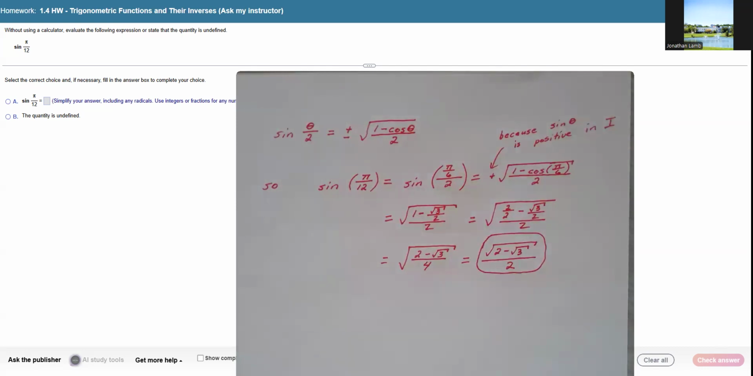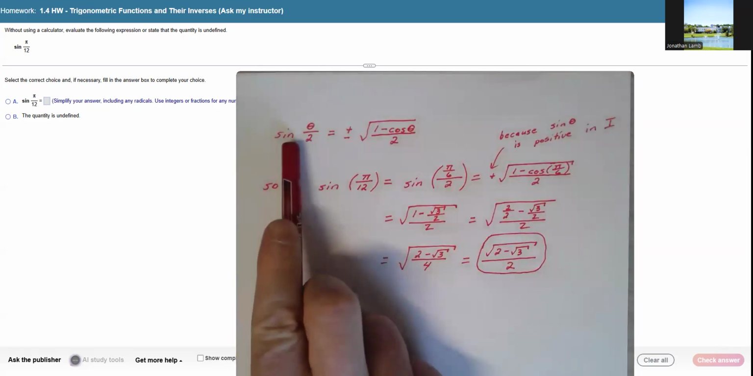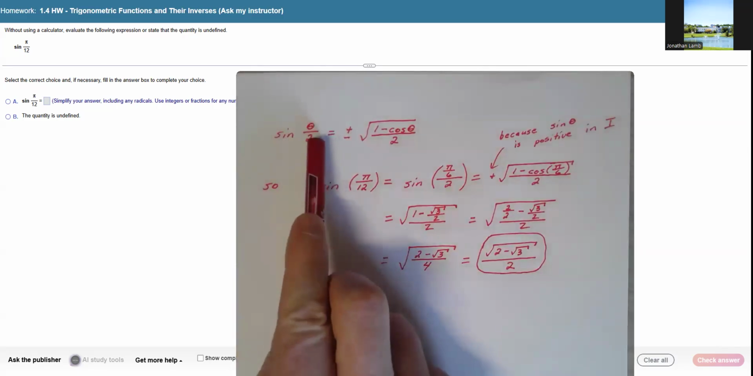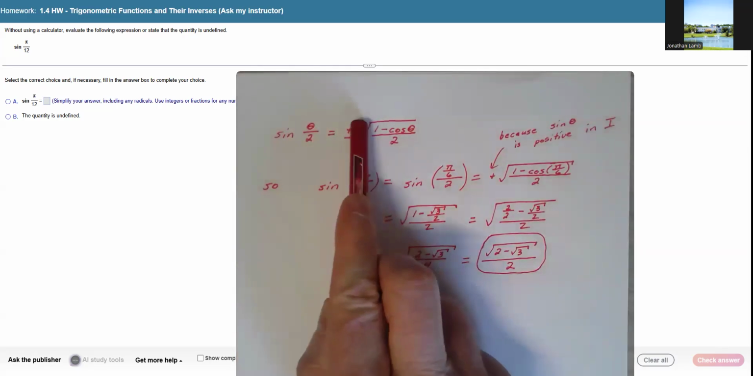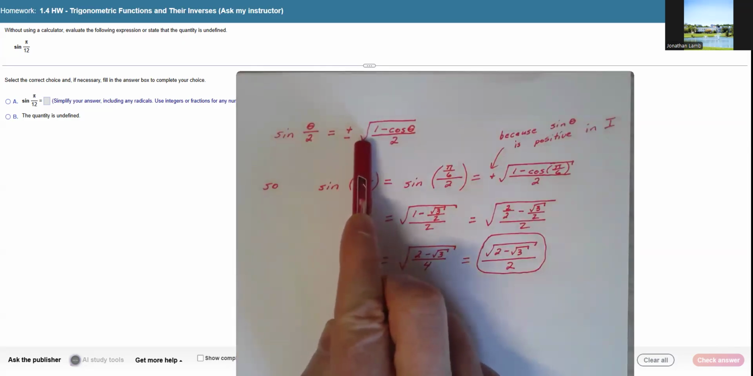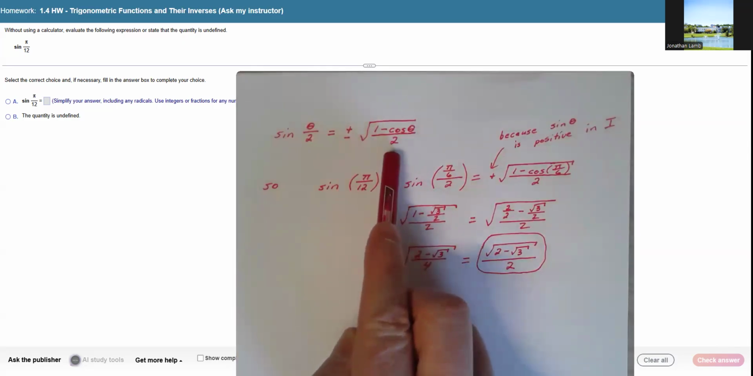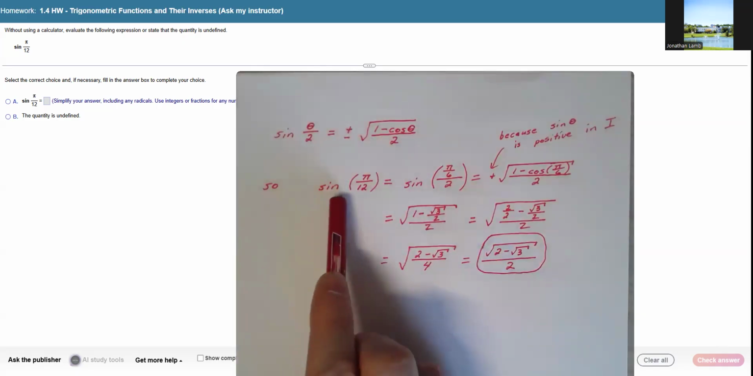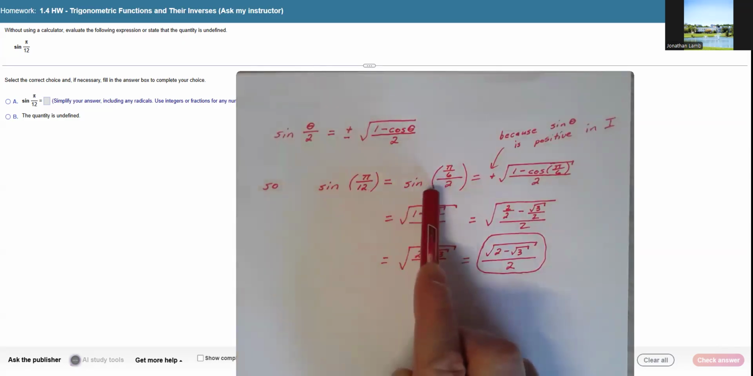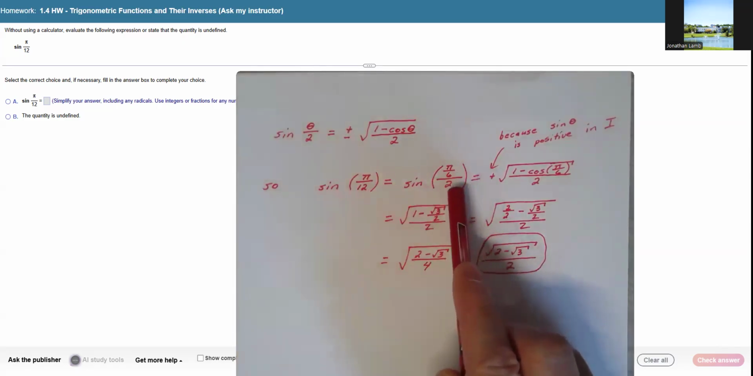So if I want to find the sine of pi over 12, I'm going to use the half angle identity that the sine of theta over 2 is equal to the positive or negative square root of 1 minus cosine theta over 2. So then I can say to attack this problem, sine of pi over 12 is the sine of pi over 6 divided by 2.